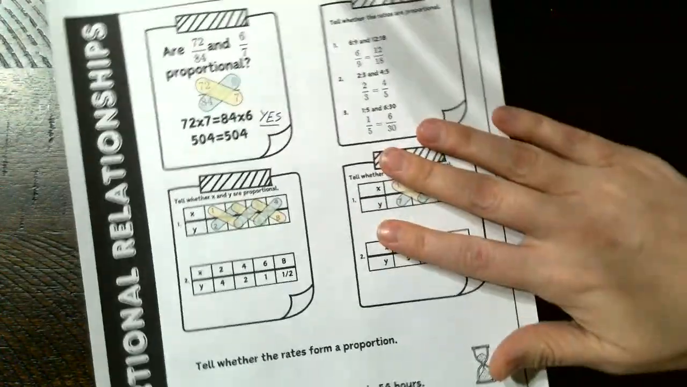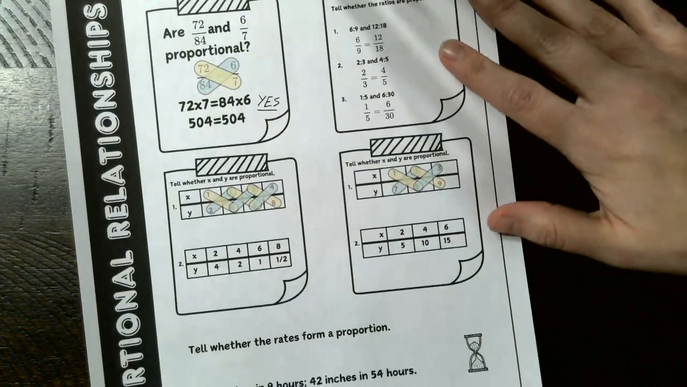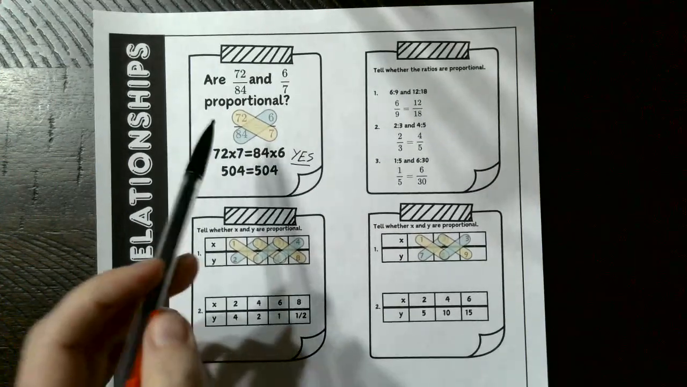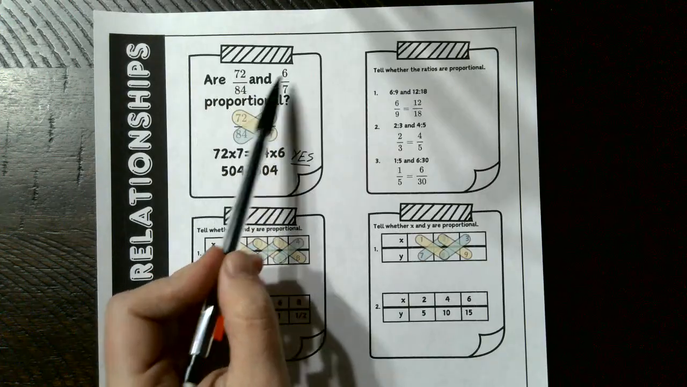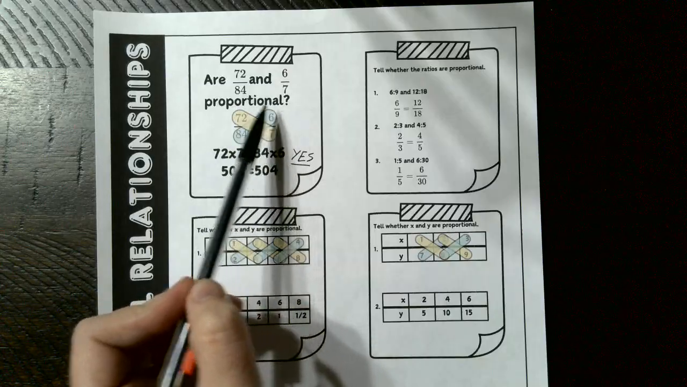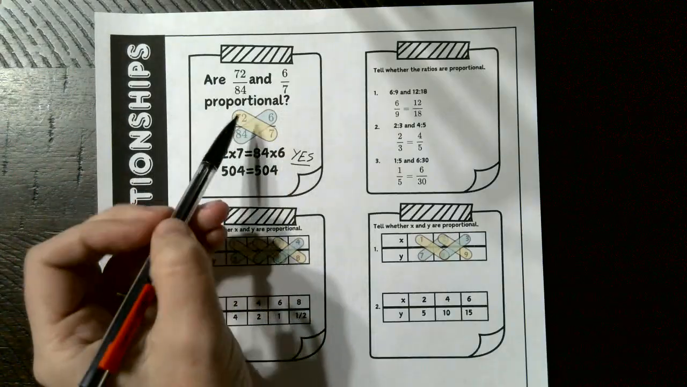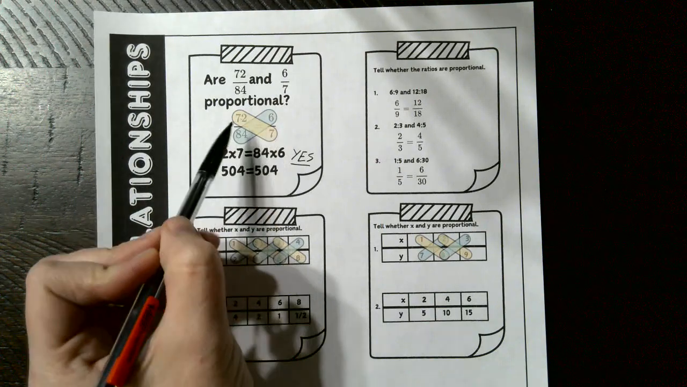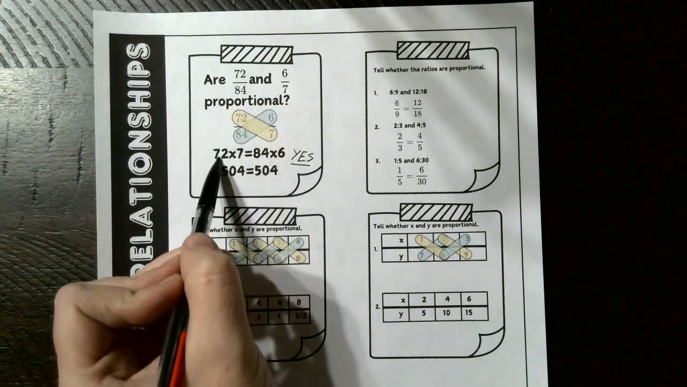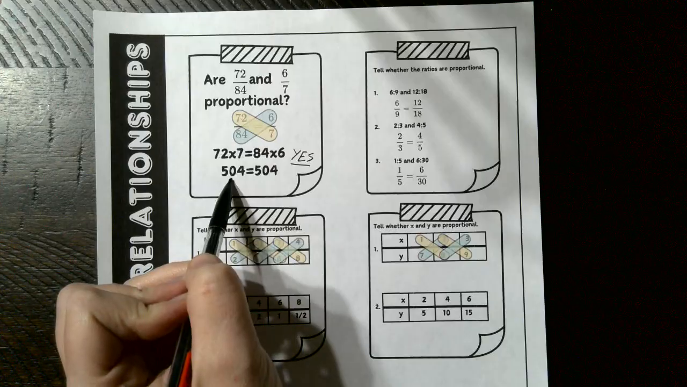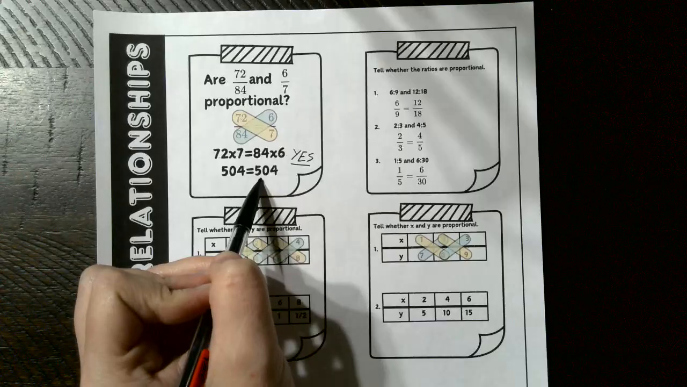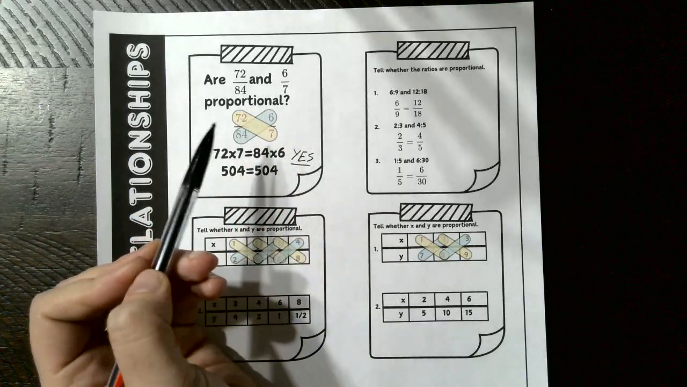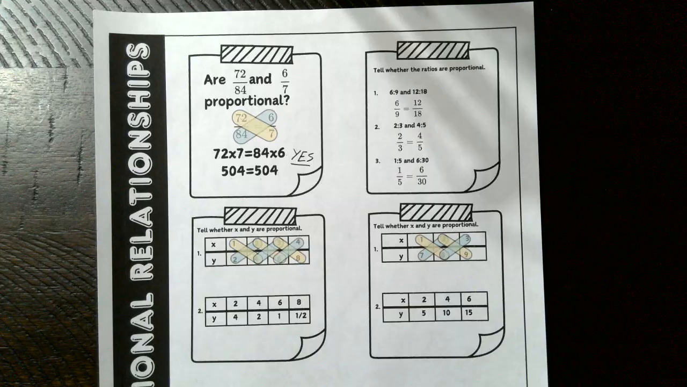So let's flip over our page. Here is some work for you to work through. We'll do this one together. So here I have 72/84 and 6/7, are they proportional? So I'm going to use cross products, and I'm going to do 72 times 7, and then I'm going to do 84 times 6. So 72 times 7 is 504, and 84 times 6 is also 504. So yes, these two are proportional because I used cross products to figure it out.